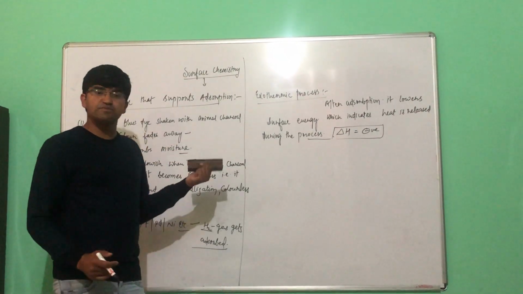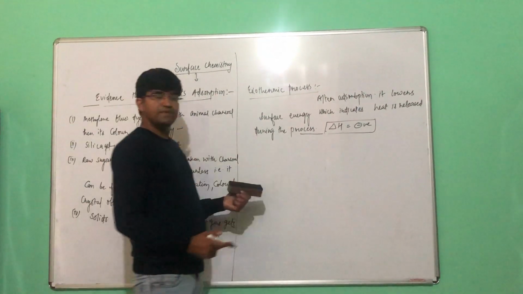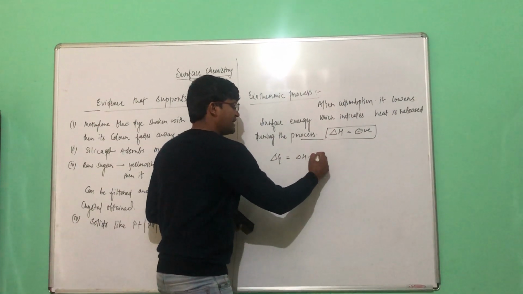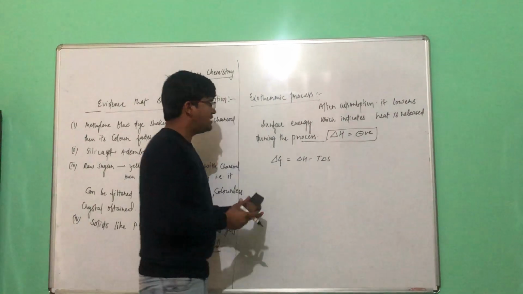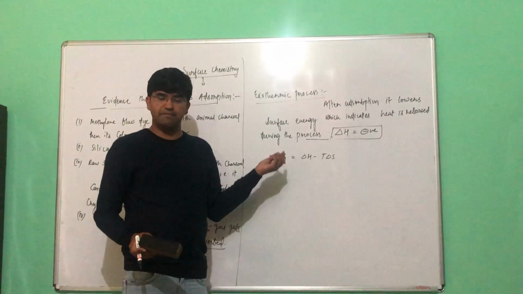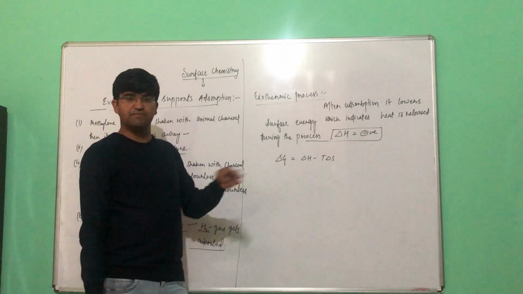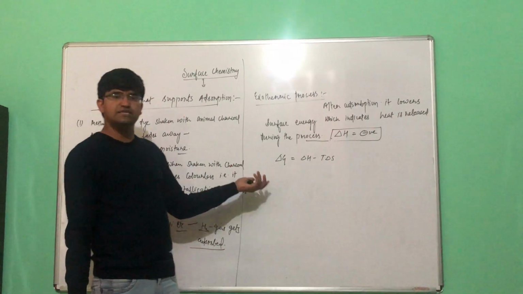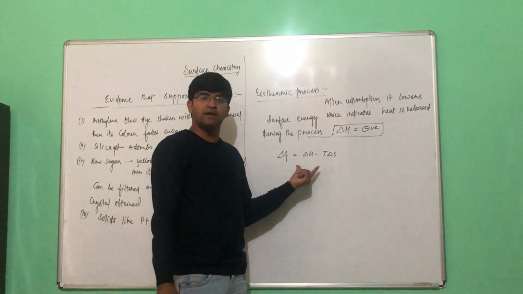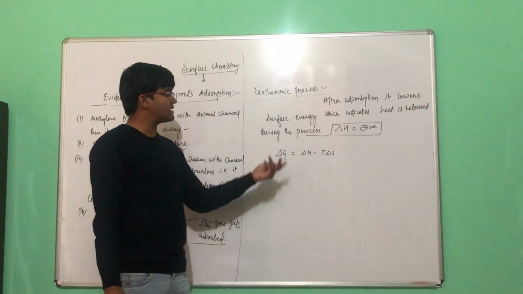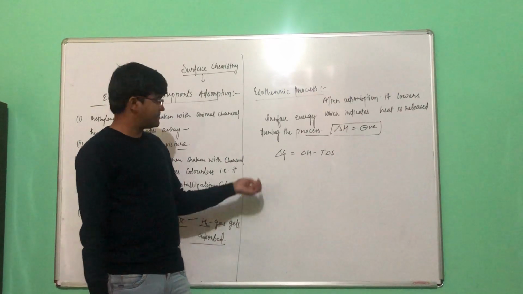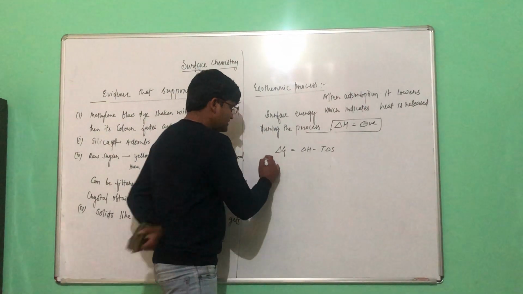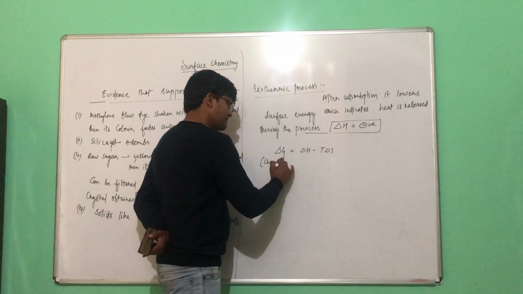Whether the adsorption process will occur or not can be decided from the Gibbs-Helmholtz equation: delta G equals delta H minus T delta S. Adsorption may be of whatever kind, chemical adsorption or physical adsorption. Physical adsorption we will study later, as it involves physical changes, while chemical adsorption involves chemical reactions. So delta G equals delta H minus T delta S, where delta G is the change in Gibbs free energy.